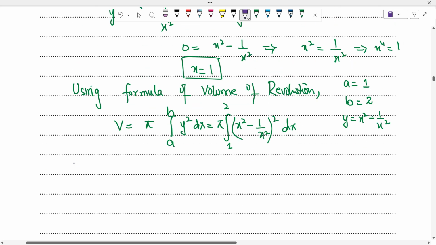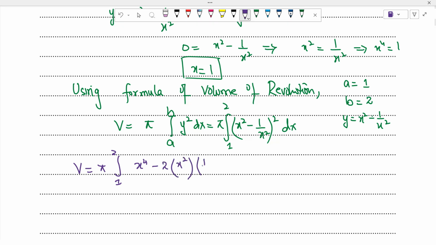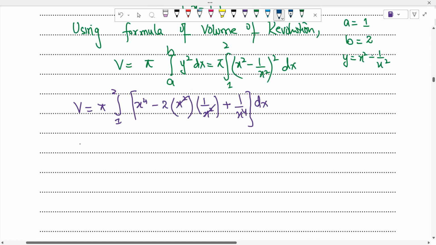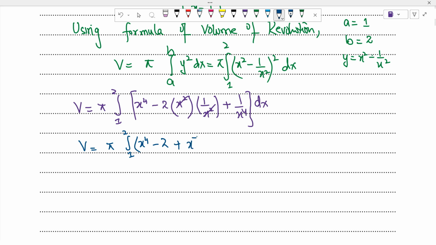Okay, let's solve it further. We have V equals pi, integral from 1 to 2. Now apply (a minus b) whole squared, so we will have x to the power of 4 minus 2 times x squared times 1 over x squared plus 1 over x to the power of 4, integrated with respect to dx. Further solving, V equals pi integral from 1 to 2 of x to the power of 4 minus 2 plus x to the power of negative 4, with respect to dx, since 1 over x to the power of 4 can be written as x to the power of negative 4.